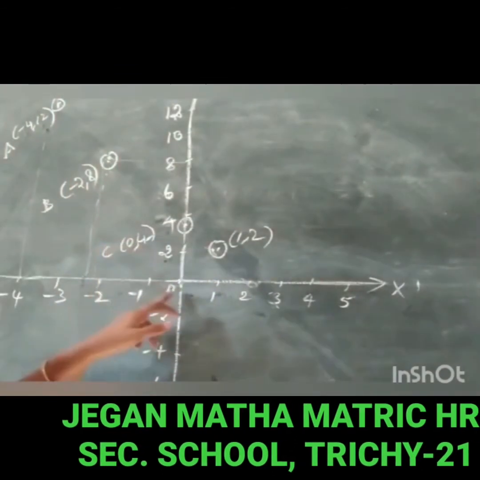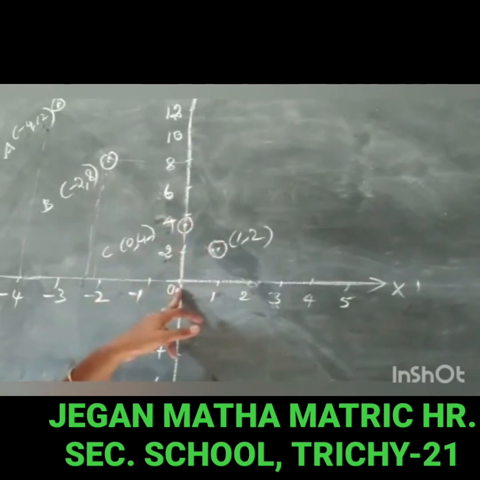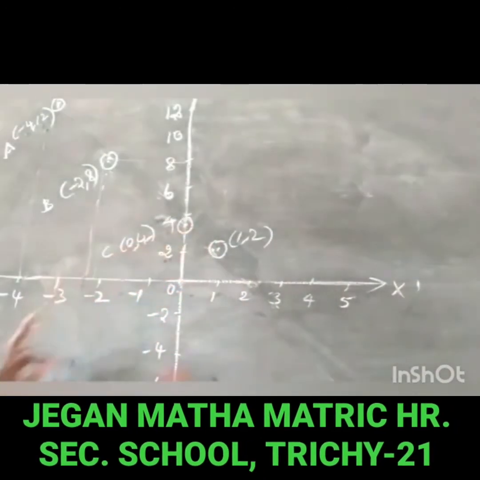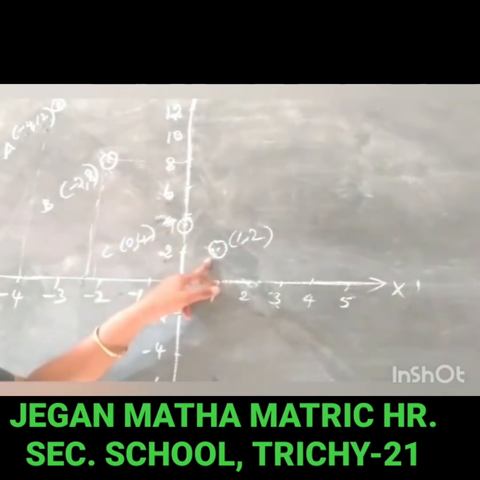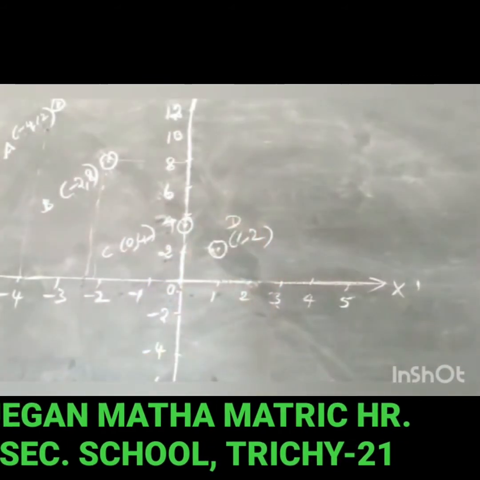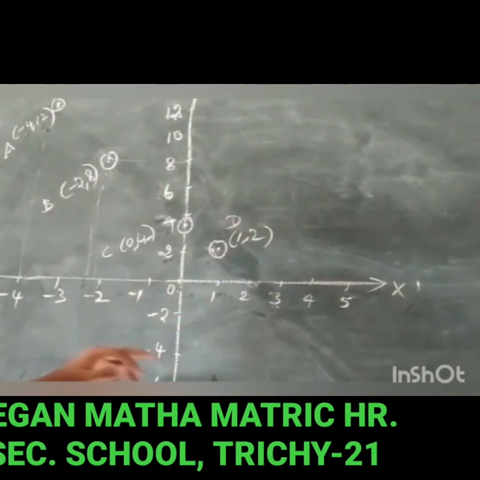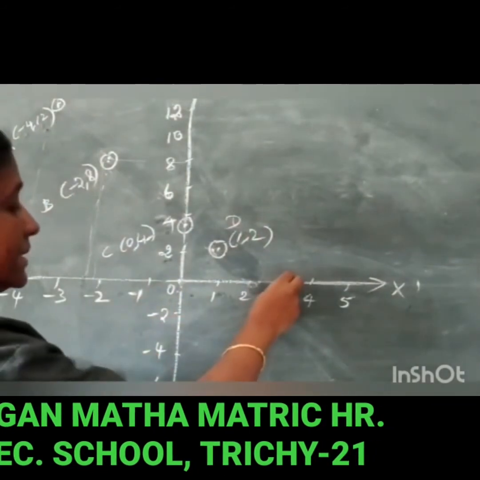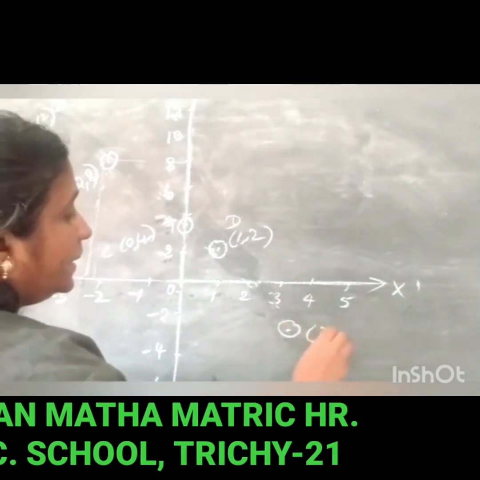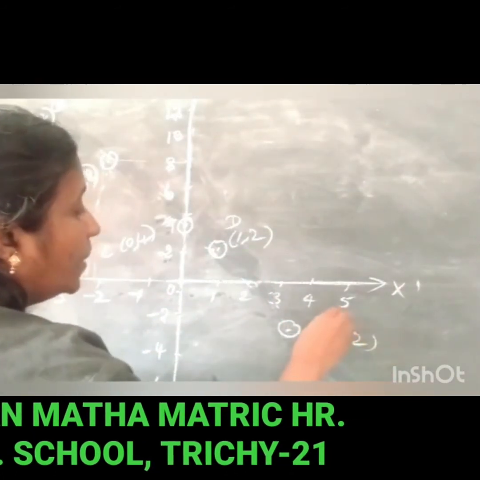Next, C is 0 comma 4. 0 is common for both axes, and 4 here on the y-axis. That is point C. Next, point D is 1 and 2, point D 1 comma 2. Point E, the next one, is 3 minus 2. 3 is here, minus 2 is here. That is point E.